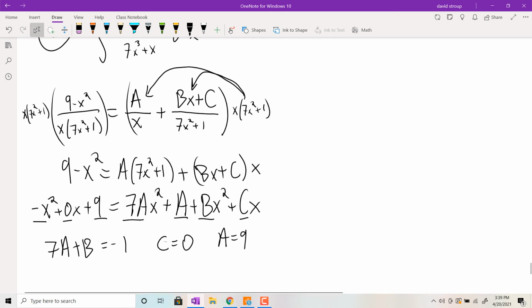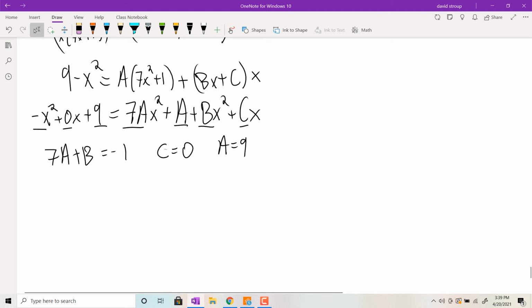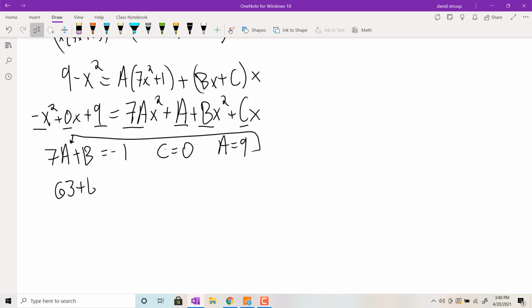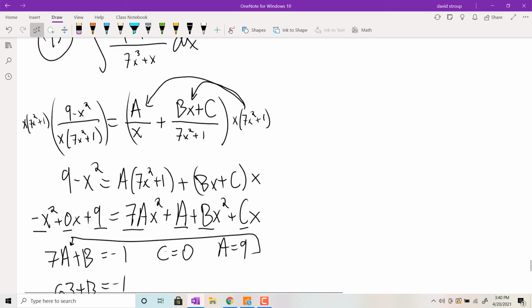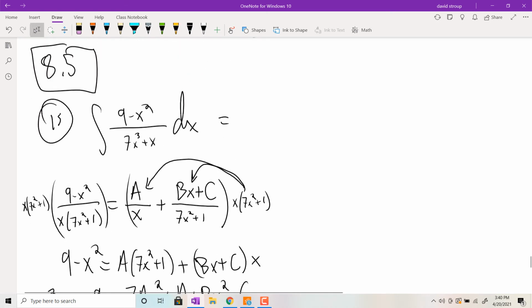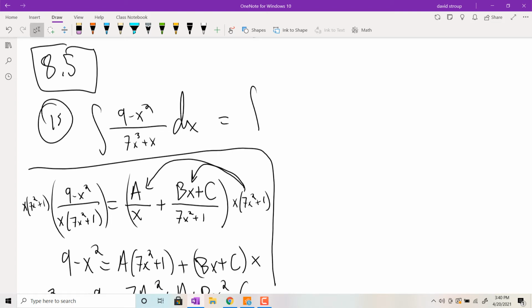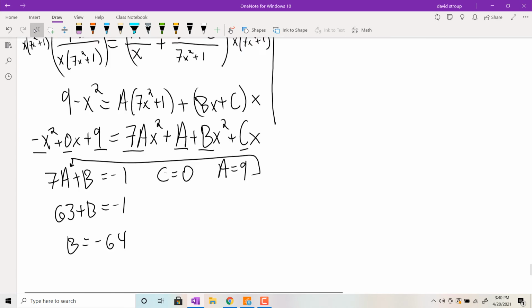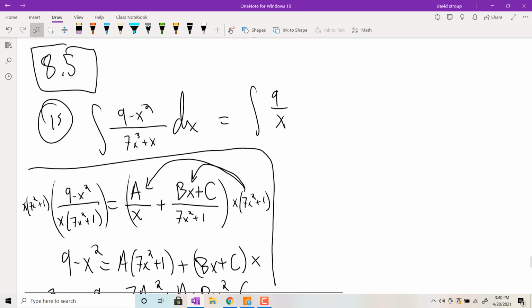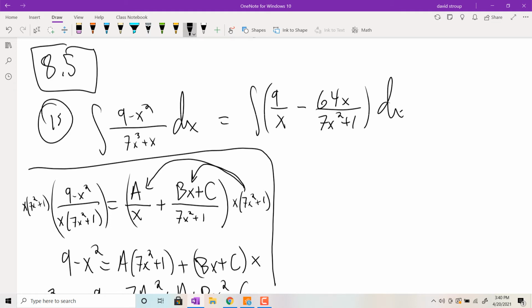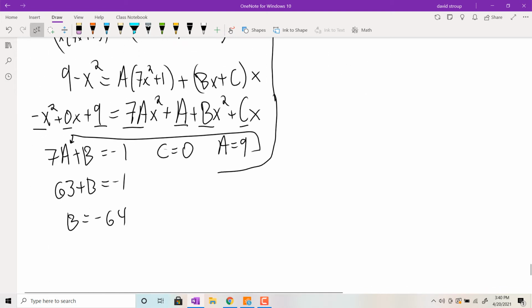Okay. So all I have to do is solve for b and plug this guy in over here. So 7 times 9 is 63. Subtract 63. And I have my numbers. Okay, so I could rewrite this integral then as the integral of 9 over x, then minus 64x plus 0. We could just write that as minus 64x all over 7x squared plus 1. And this would be dx. Let me quarantine all of this junk.